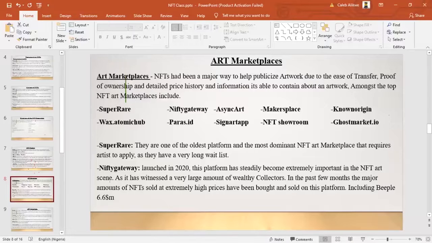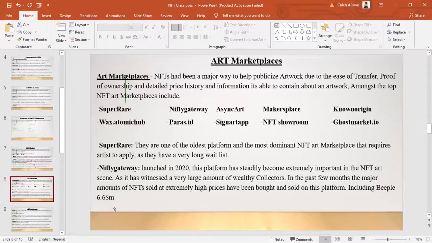They're one of the oldest platforms. I think this was one of the first platforms that allowed artists to mint NFTs and sell on their platform. They are the most dominant NFT art marketplace that requires artists to apply, as they have a very long wait list. So SuperRare is what we call a curated art marketplace. For these marketplaces, before you can mint on their platform, they need to see what you've done and be convinced by your artwork for them to allow you to mint on the marketplace, and they receive certain fees whenever you make a sale.